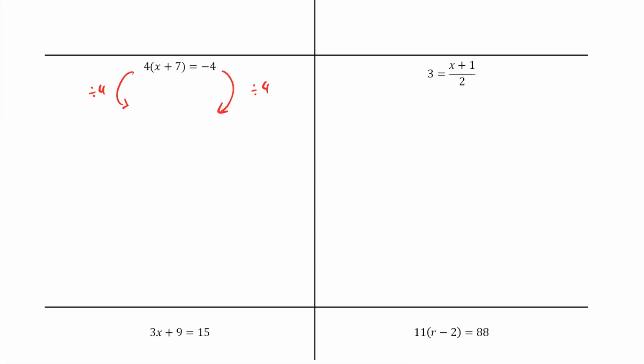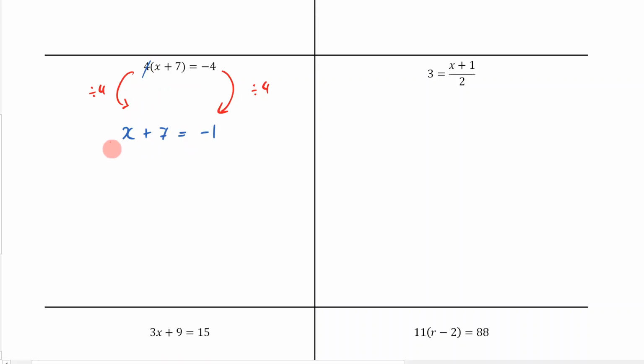It's also important to realize that you've got negative 4 divided by 4. So it's a negative divided by a positive. That means you're going to get negative 1 as your answer. And then on this side, I've gotten rid of this 4. So now I've just got x plus 7 is equal to negative 1.